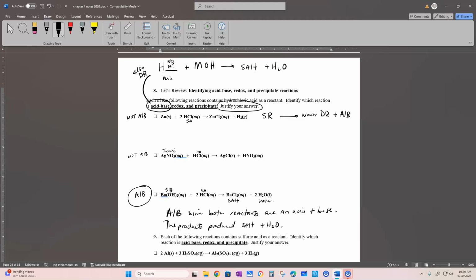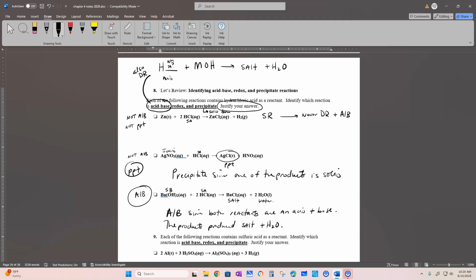Well, before we get to redox, because redox has some work, precipitate. Did you form a solid? Well, this one, nope, no precipitate. I formed a gas. Part B right here, oh, look, there's my precipitate. Okay, so this is definitely a precipitate reaction. And why? So this reaction is precipitate since one of the products is a solid. There you go.